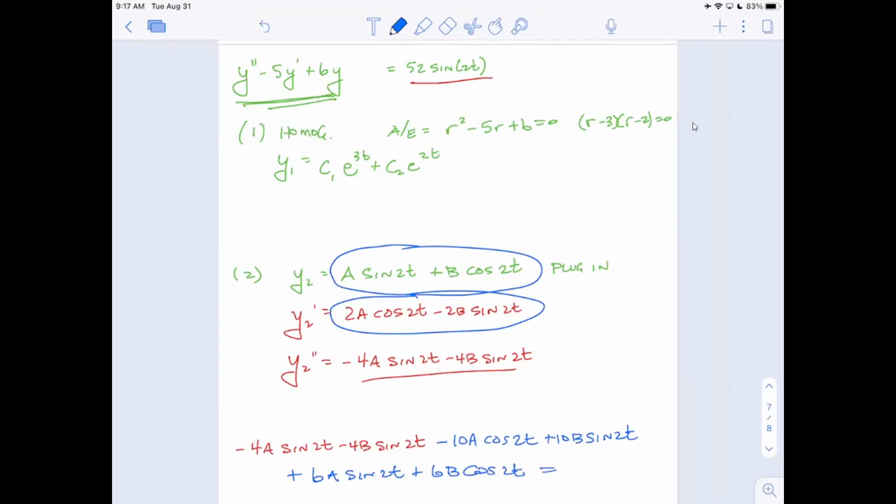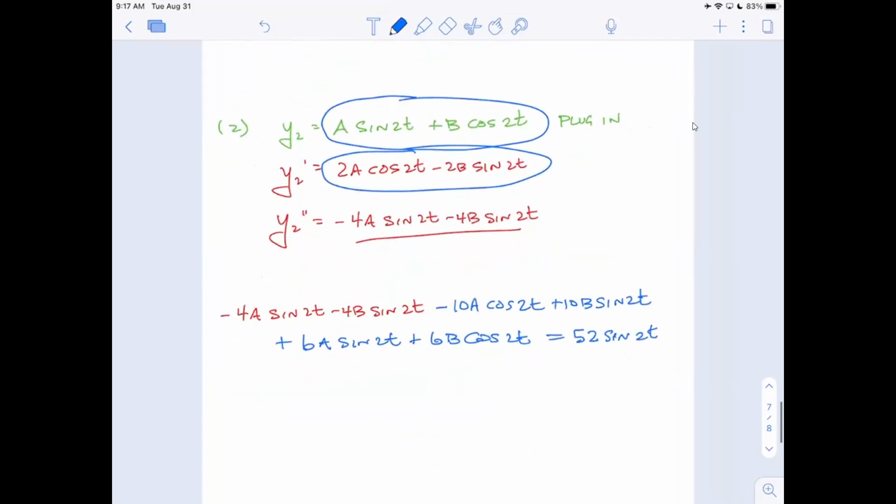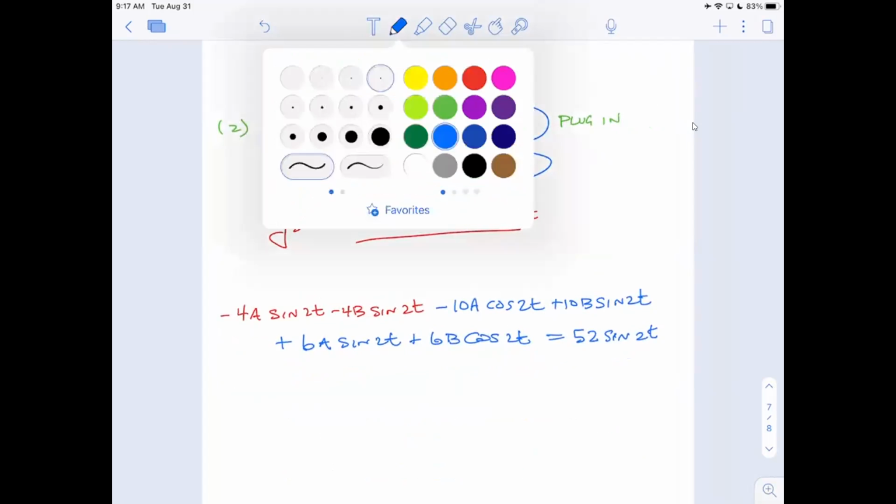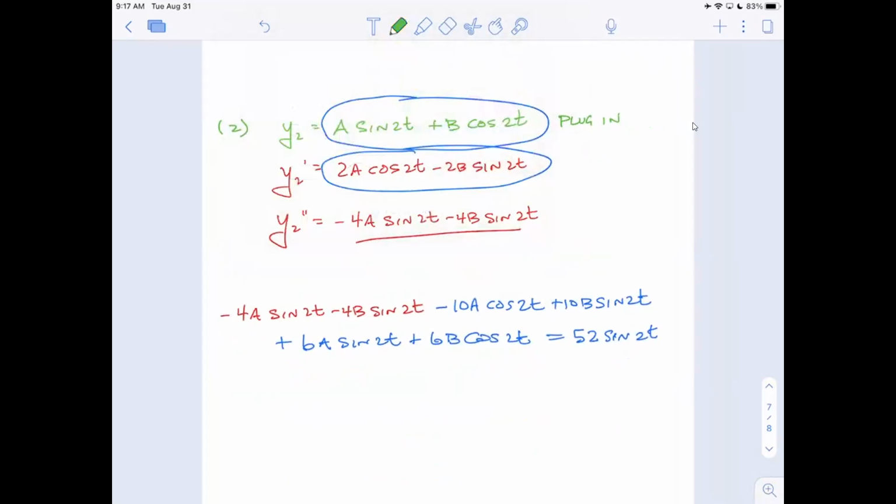And somehow I'm supposed to try to get that to equal 52 sine of 2t. And because my guess is using the cheat sheet, I know that I actually needed both sines and cosines for this. And I know there's going to be a value for a and b that make this possible. So I'm saying, okay, well, how am I going to get a 52 sine of 2t? Well, let's look at our sine of 2t's. There's a sine of 2t.